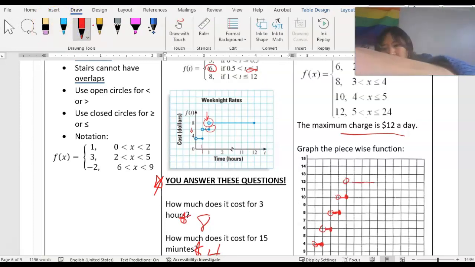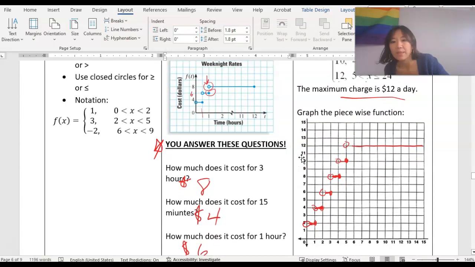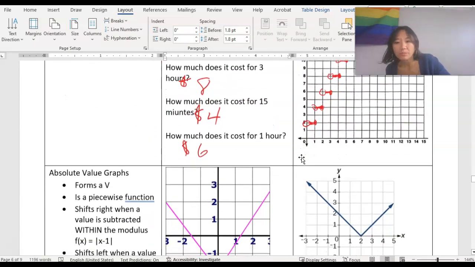Looking here, all the way to 24 hours, right? It's going to go ahead and be that $12 cost.